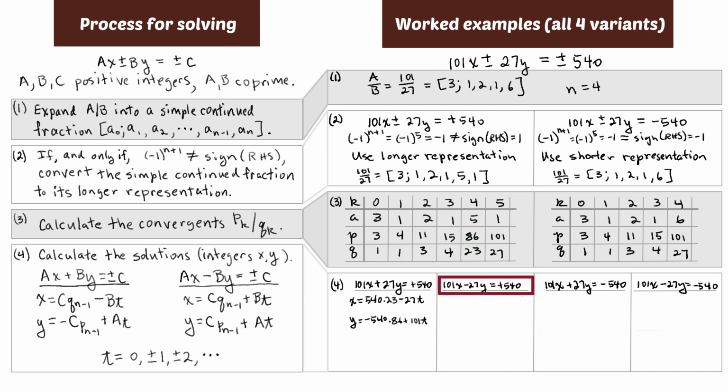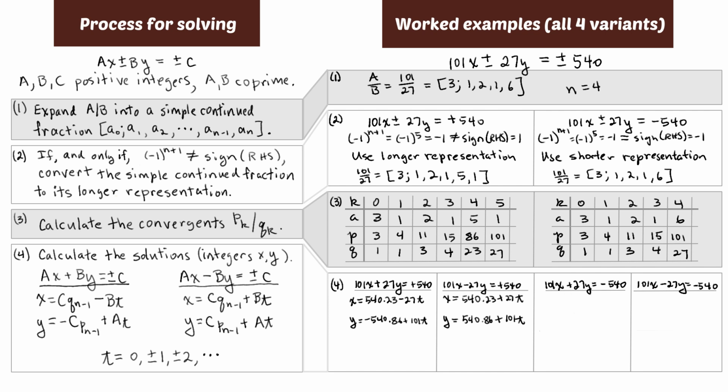On to the next case, which has the form ax minus by, so we'll use these expressions for x and y. Notice the 2 terms in the expressions for x and y are exactly the same as what we just used in the first case. The expressions for x have a term with c times q sub n minus 1 and a term with b times t. In the first set, we took the difference between the terms, but in the second one, we add them. So now we can just write x equals 540 times 23 plus 27t instead of minus 27t. It's the same thing for y. We add the terms instead of taking the difference. y equals positive 540 times 86 plus 101t.